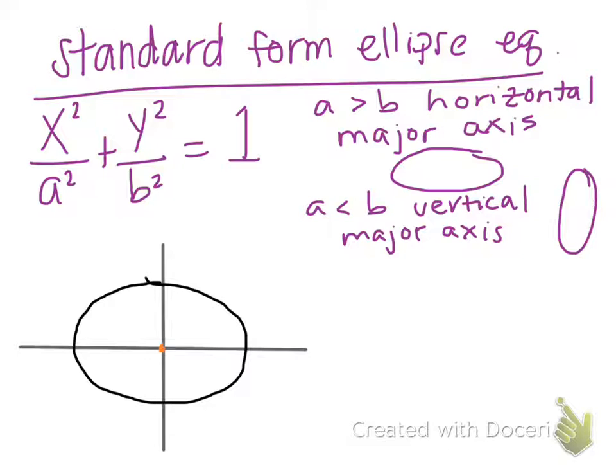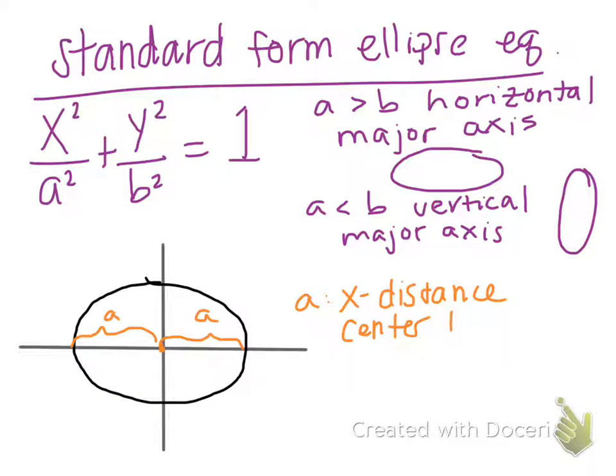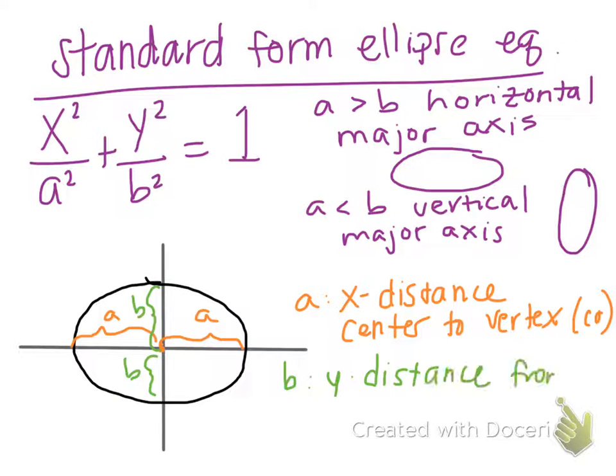So what the A and the B tell us are actually the locations of our vertex and our covertex. So A is the x distance from the center to the vertex. Put a co there in parentheses because if it's a vertical ellipse, then it'll be a covertex. But if it's horizontal, like the picture I drew, that'll be a vertex. So A is the x distance from the center to the vertex, and B is the y distance from the center to the covertex, or again, vertex if it's a vertical ellipse.